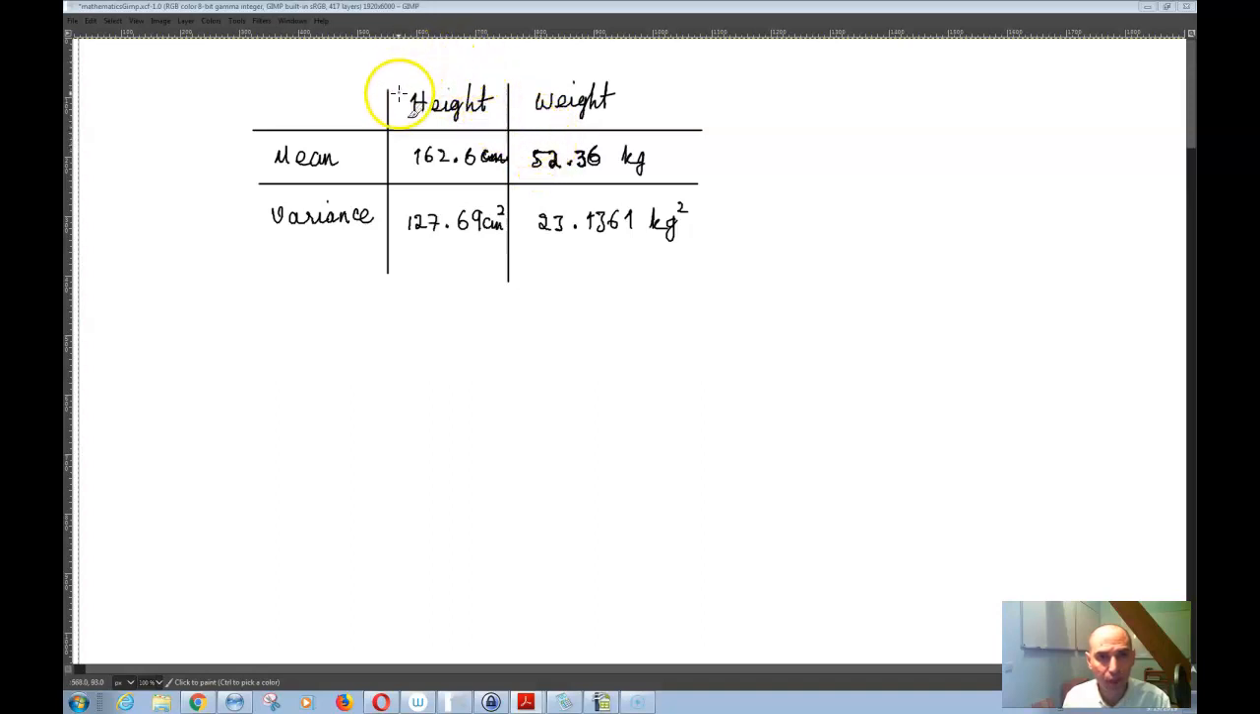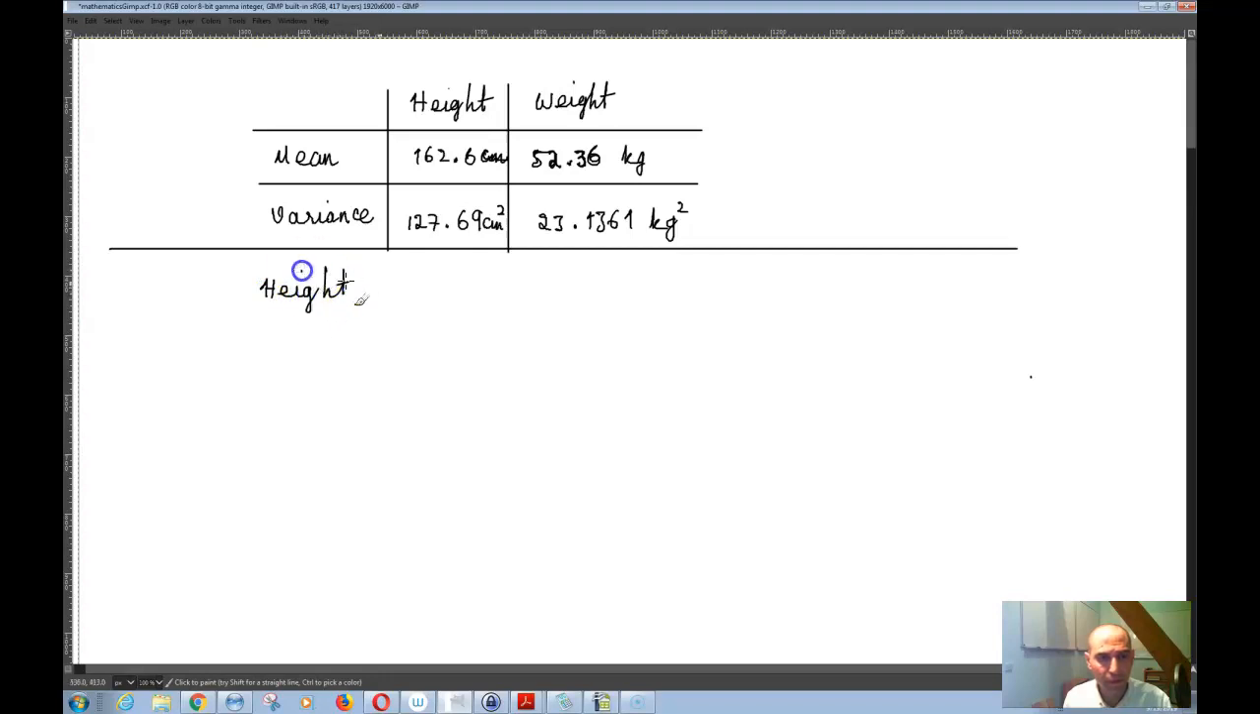Okay, in the case of the height, what we have is the data related to the height. Basically, my x bar is equal to 162.6 centimeter, and my variance, which is sigma squared, is equal to 127.69 square centimeter. Since I want to calculate the coefficient of variation, I need to divide sigma by x bar and then multiply by 100.